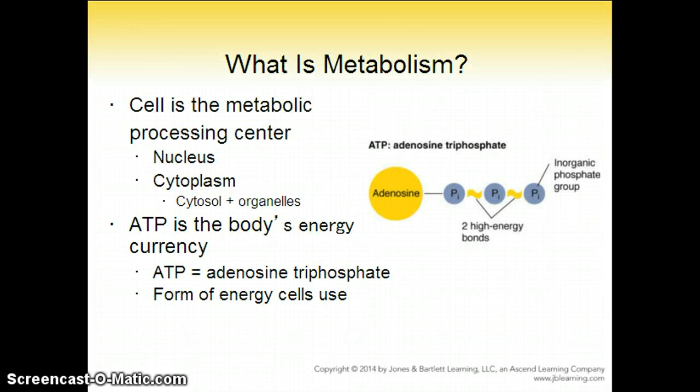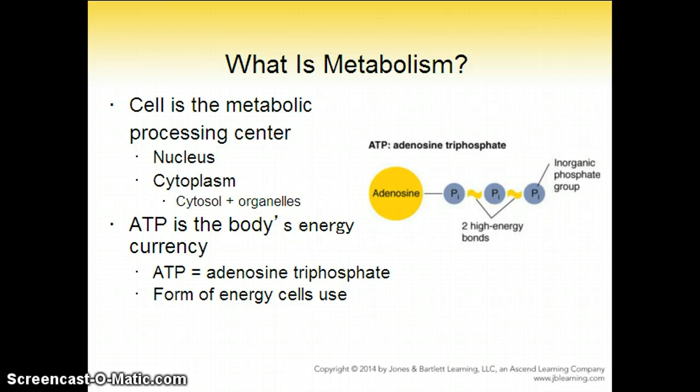The cell is the metabolic processing center. You've got the nucleus, which contains genetic information in the DNA of chromosomes. It's the site of the RNA synthesis, and the RNA is needed for protein synthesis. It's also enclosed in a double-layered membrane. The cytoplasm is enclosed in the cell membrane and separated from the nucleus by the nuclear membrane.